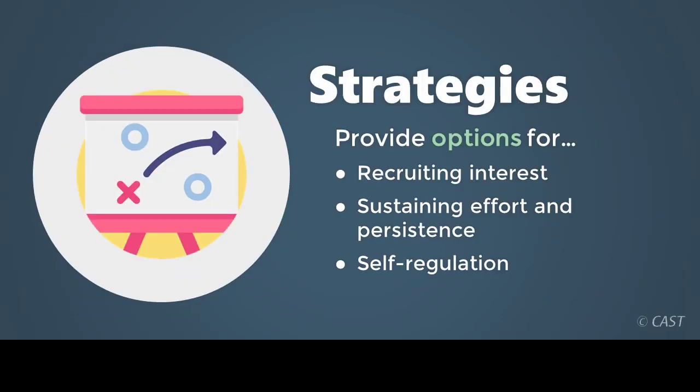So based on those ideas, CAST has come up with some specific strategies. And I'm representing this with a little, looks like a picture of like a game plan with X's and O's traveling. So what's your game plan? What's your strategy for sort of conquering and being victorious over these obstacles, these barriers to learning? So of those strategies, in terms of providing engagement, it's about providing options for recruiting interest, for sustaining effort and persistence, and for self-regulation. So let's dive into each of those a little more in depth.